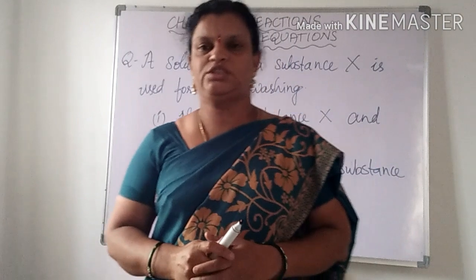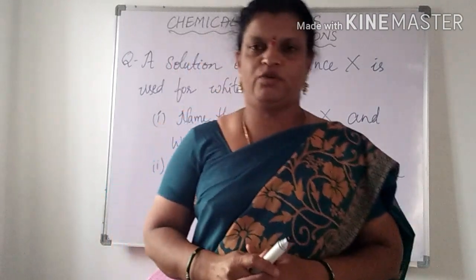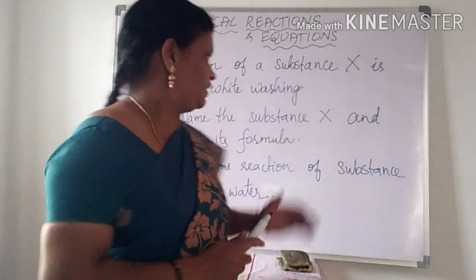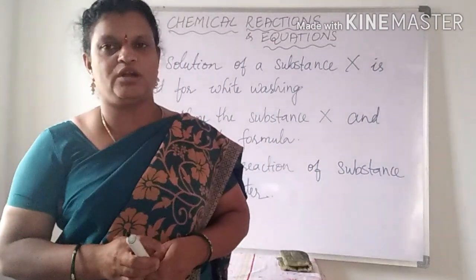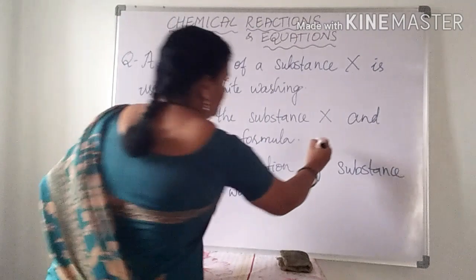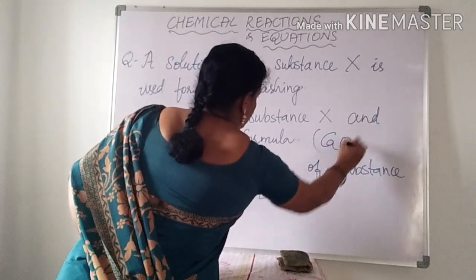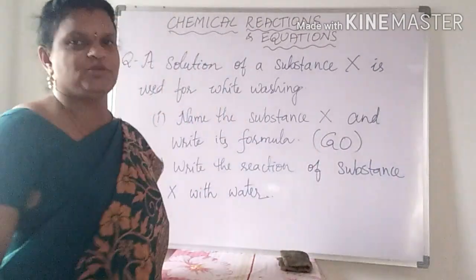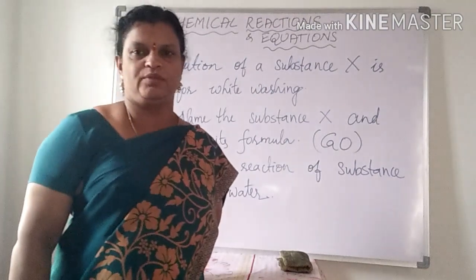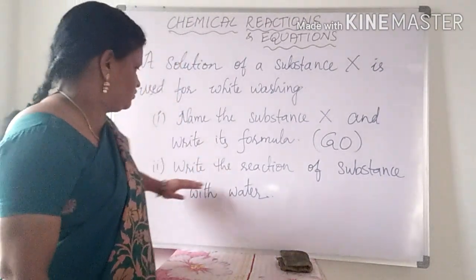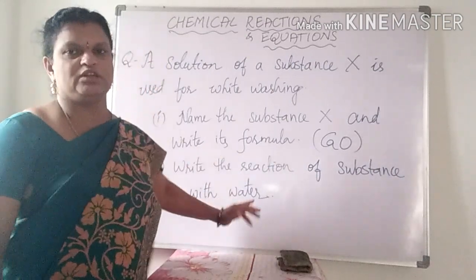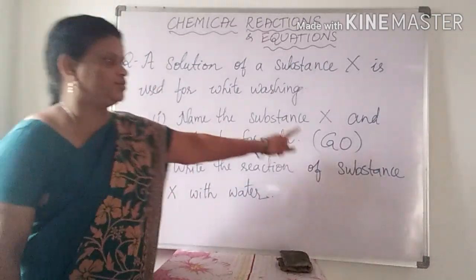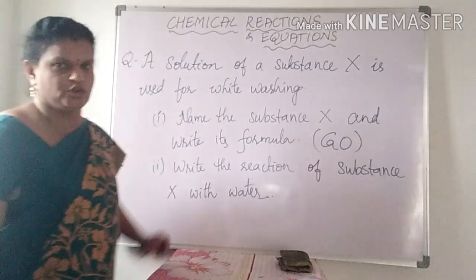The substance is known as quicklime, and what is the formula of it? Its chemical name is calcium oxide, so we can write the formula as CaO. CaO is the formula, and the name is calcium oxide or quicklime, right? And the second question is, write the reaction of the substance X with water. The substance X is nothing but calcium oxide, quicklime.